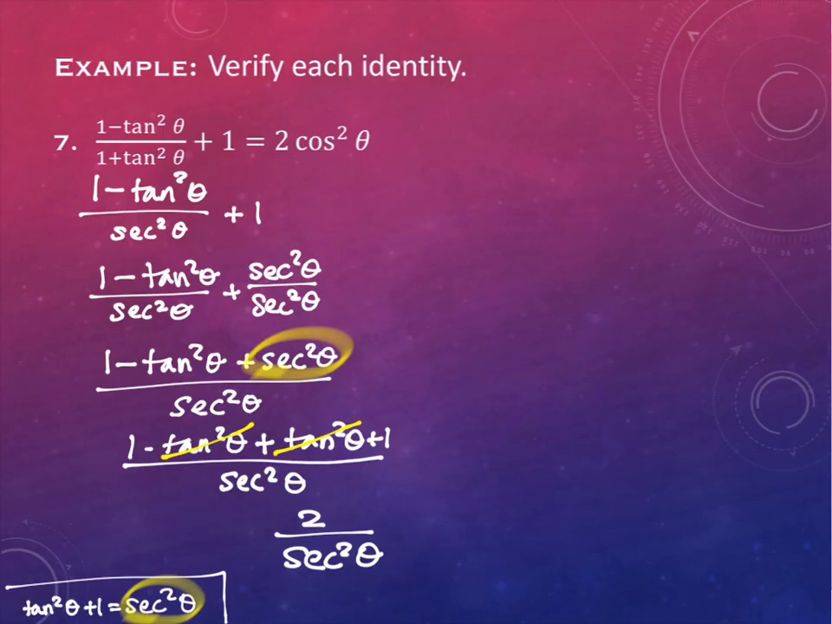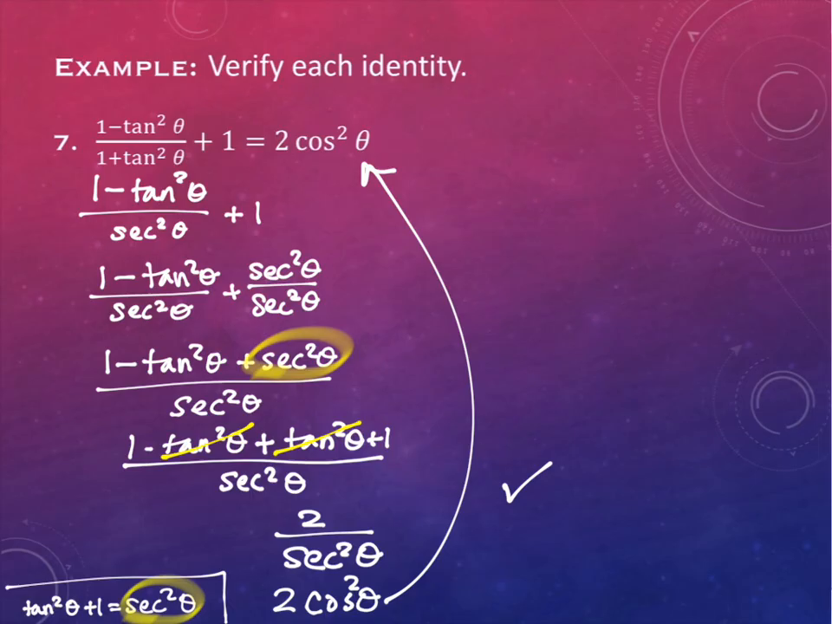How do I get 2 over secant squared of theta to actually land where I need it to be? Reciprocal identity. The secant is a reciprocal of cosine, which means secant in the bottom is the same as cosine on top. So I can change this. This is 2 cosine of theta squared, and that is exactly where I wanted us to land. We will stop there for today.